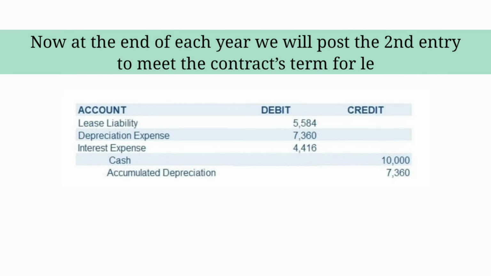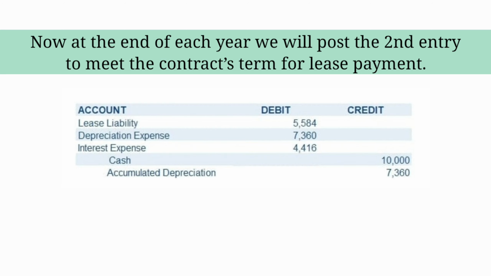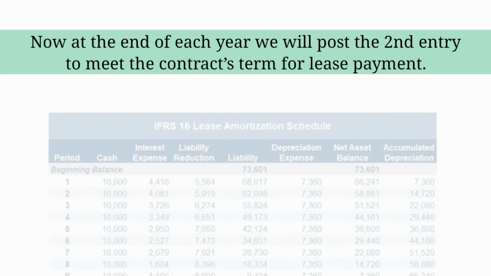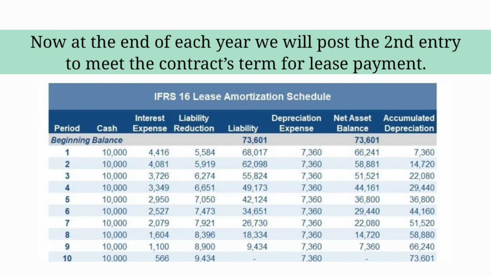Now at the end of each year we will post the second entry to meet the contract's terms for lease payment. As you can see on your screen, the amortization schedule as per IFRS 16.